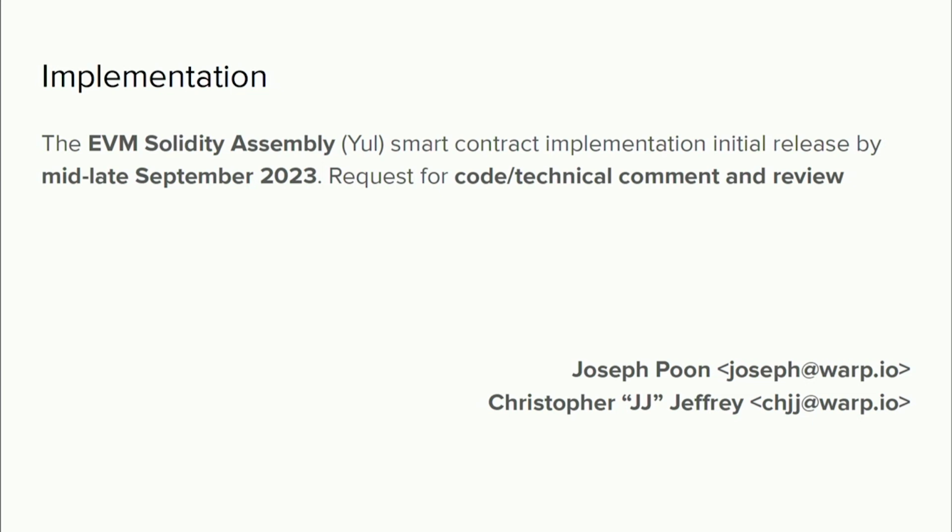So we have an EVM Solidity Assembly version, also known as Yul. We're releasing it around mid to late September 2023 in order to see if optimization is possible and also do some code review. We're definitely looking for code and technical comments on this, and we'd be honored to have your review. Thank you so much.